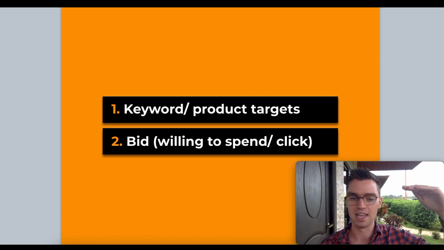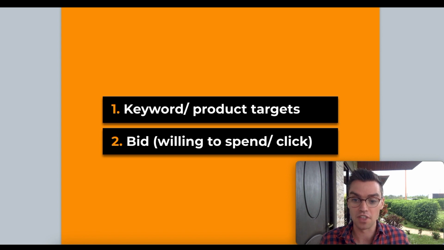Now, again, bid is basically how much you're willing to spend per click. The higher your bid is, the more in general you'll end up spending, but the benefit is the more visibility you'll generally get, because the more you're willing to pay Amazon, the happier Amazon is, and they'll show you up higher. The lower your bid is, right?